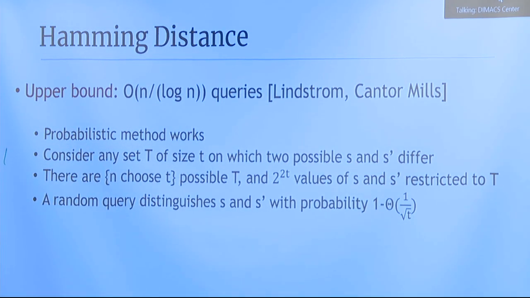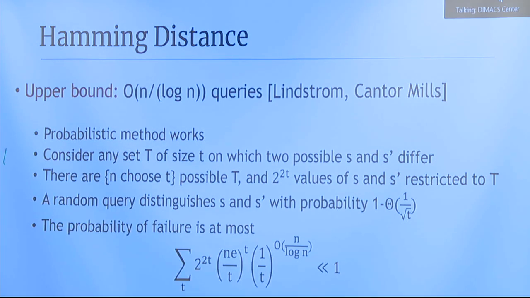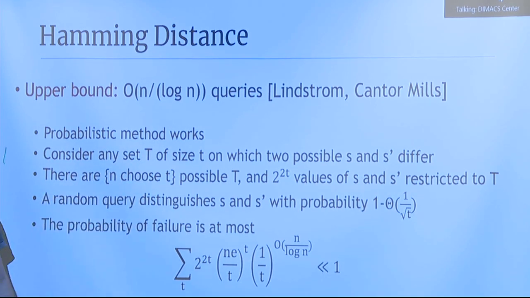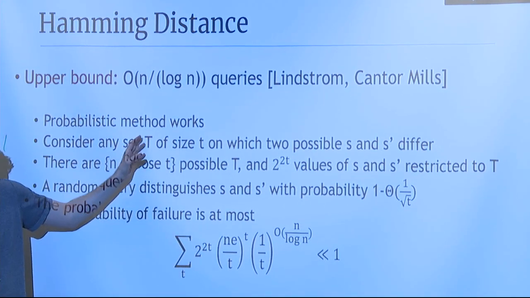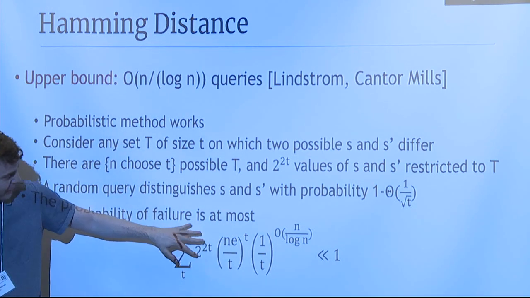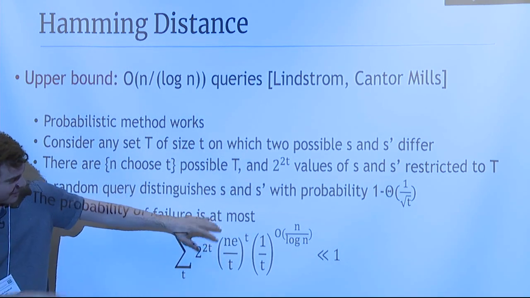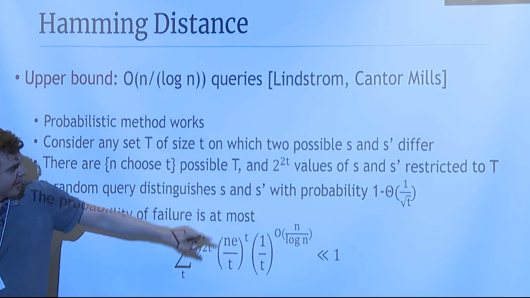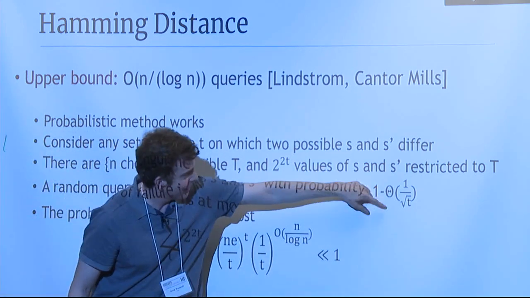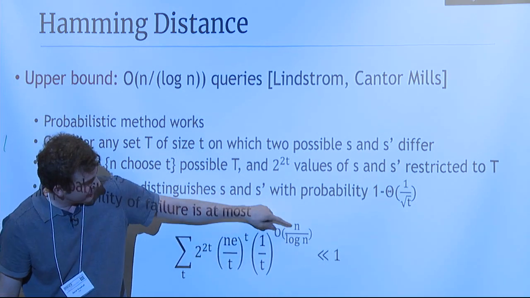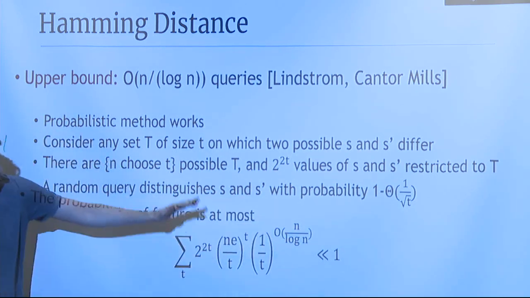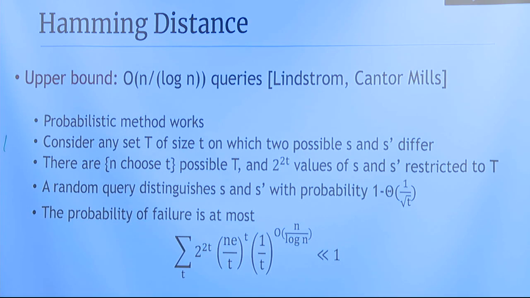And so then you just do a huge union bound over all choices of set T, of sizes little t of capital T. You have 2 to the 2t choices, n choose t possibilities. And this is the failure probability. I just put 1 over t here, but you can put 1 over root t here. And if you choose n over log n random queries, you can show that this summation is less than 1.